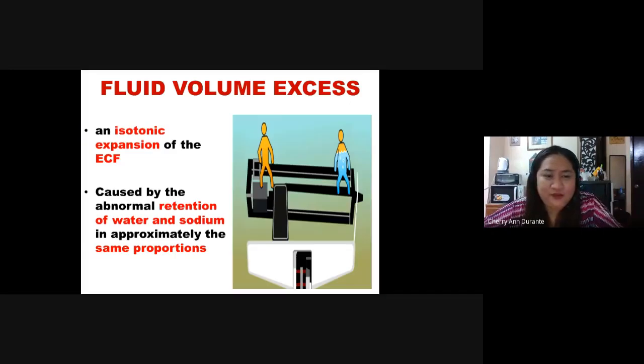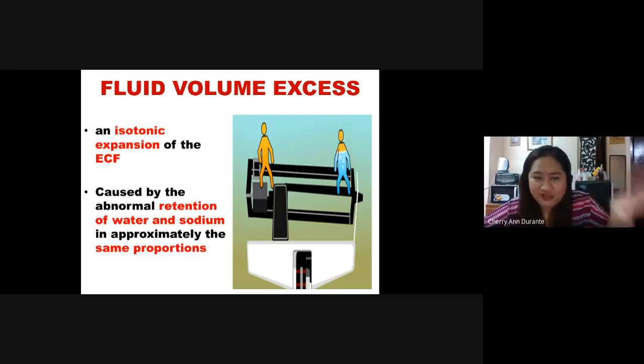Next, let's talk about fluid volume excess. For patients with fluid volume excess, obviously from the word itself, excess fluid volume. So maraming fluid na na-retain sa katawan. It's caused by the abnormal retention of water and sodium in approximately the same proportion. Again, we're not yet considering here some of the diseases that alter your sodium levels. So we're looking into isotonic dehydration and isotonic fluid excess. Okay, so what are the possible causes of fluid volume excess?